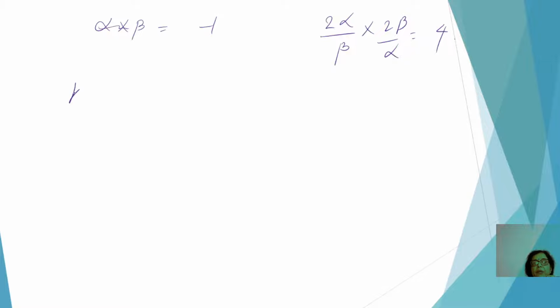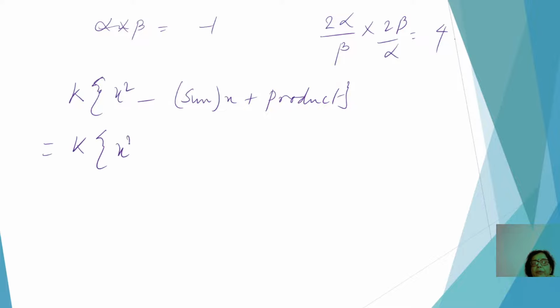So to frame the polynomial, we get back to this expression that we have learnt earlier, k times x square minus the sum of the zeros into x plus the product of the zeros. So we take this expression and just substitute the values. So we get here k x square minus the sum of the zeros, that is minus 4, so minus minus 4 into x plus the product of the zeros, that is 4. So this becomes equal to k into x square plus 4x plus 4.